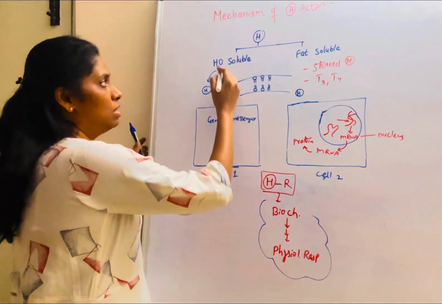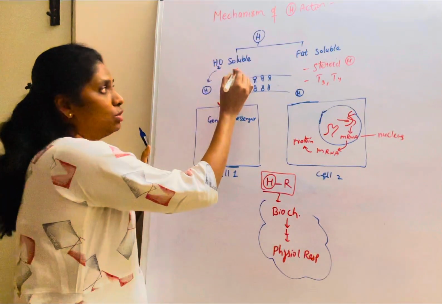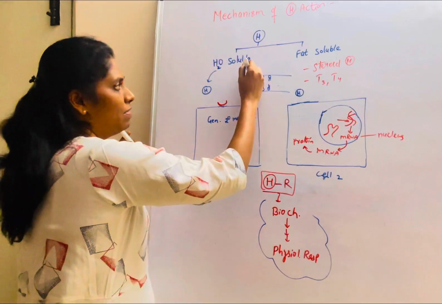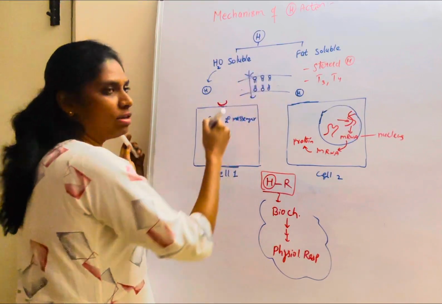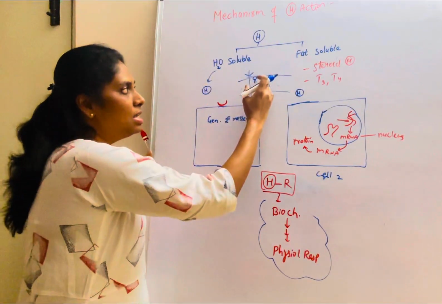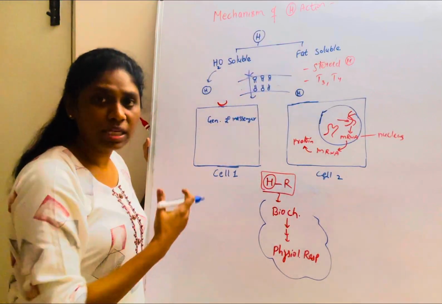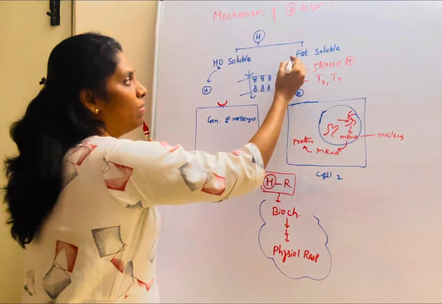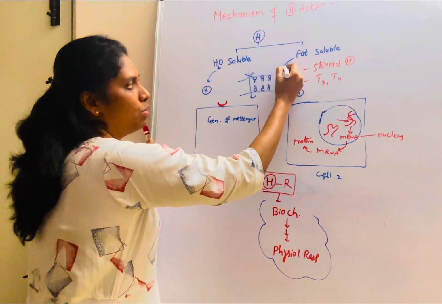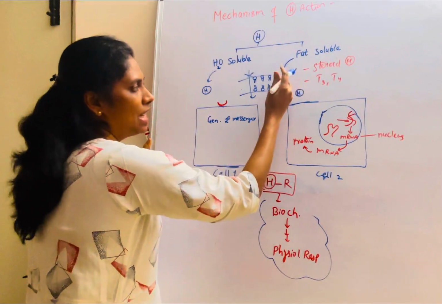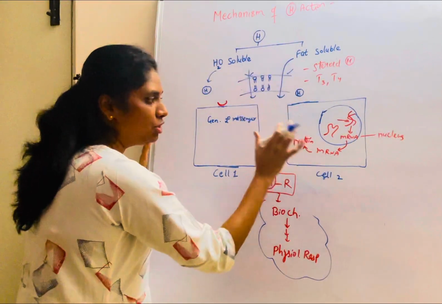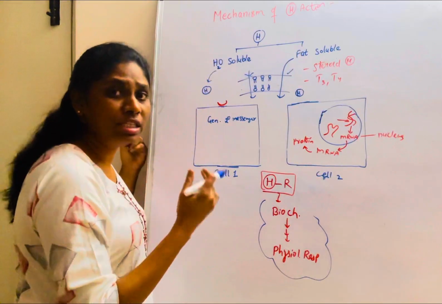If I would call this hormone to be water soluble, can this travel via the plasma membrane? It cannot, because it's water soluble and the plasma membrane is basically a phospholipid bilayer. While if the hormone is a fat soluble hormone, yes, it can easily travel through the plasma membrane and then enter the cell. Let's go into detail.